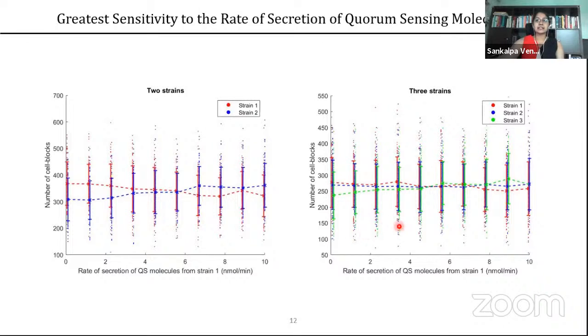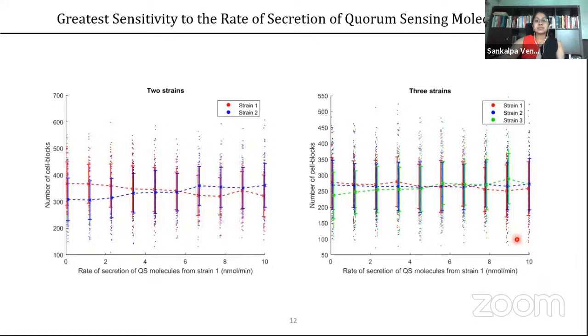So here strain 1 is coupled to strain 3, strain 3 is coupled to strain 2, and strain 2 is coupled to strain 1. So when the rate of secretion of strain 1 was higher, that is at the second end of this graph, we see that the green strain enjoys an advantage.